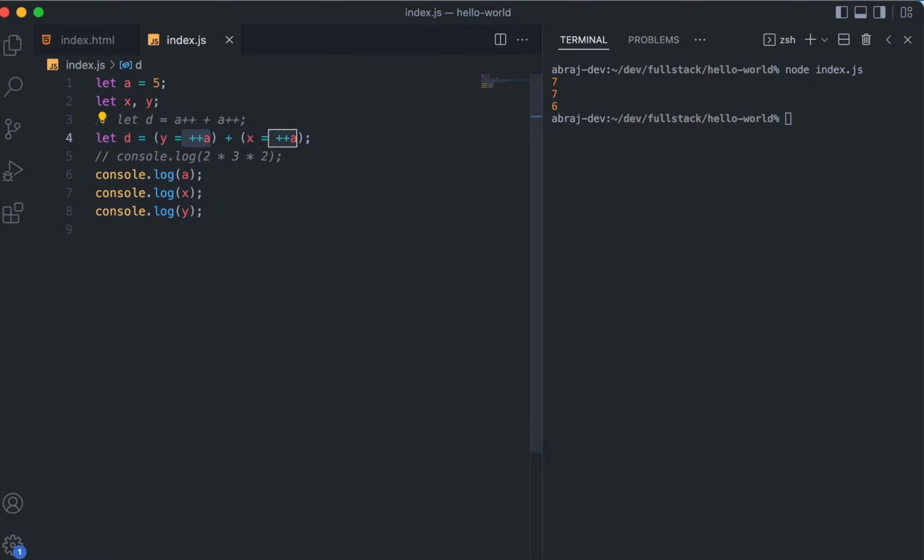Okay, so what is happening here? It was earlier 5. Firstly, this increment happened, the value is 6, and that's why that 6 value was assigned to y. Okay, and then again it got incremented, and already a is 6, and then 6 plus 1 is 7, and since it is pre-increment, this whole expression is 7, and that's why that 7 is assigned this side.